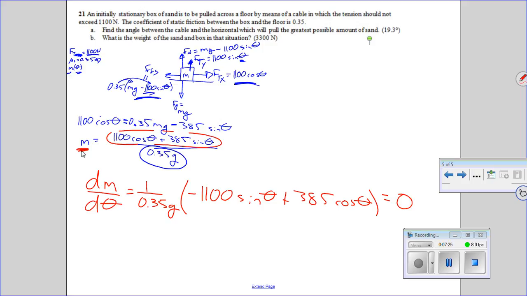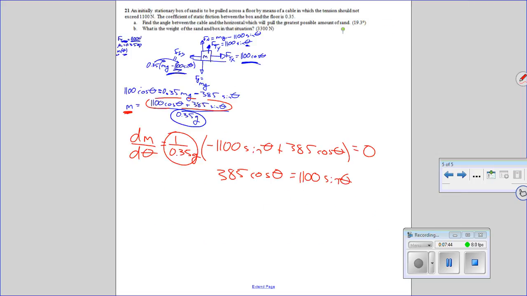So this term ends up not mattering, because I can just multiply both sides by 0.35g. So doing a little bit of algebra gives us this. You find out that 385 cosine theta equals 1100 sine theta. So I'm going to divide both sides by cosine of theta. And the reason I did this, just to be transparent here, is now I've got sine over cosine. This is going to give me a tangent. Okay, so that was why I decided to do it that way. And then let's also divide by 1100. Why do I keep forgetting that one? All right, there we go.